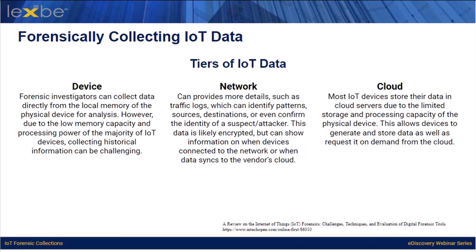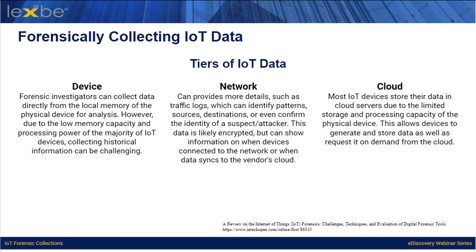But there's always the chance that something didn't sync over or didn't have time to connect to the network. So pulling the data from the device itself is always recommended along with the other methods. The network tier can provide more details about the traffic logs, which can identify patterns, sources, destinations, or even confirm the identity of a suspect or attacker. This data is likely encrypted, but can show information on when a device is connected to the network or when data syncs to the vendor's cloud.